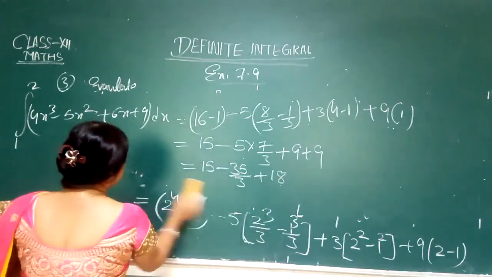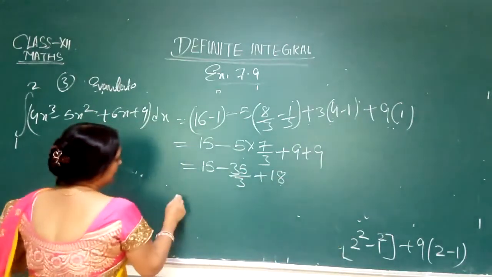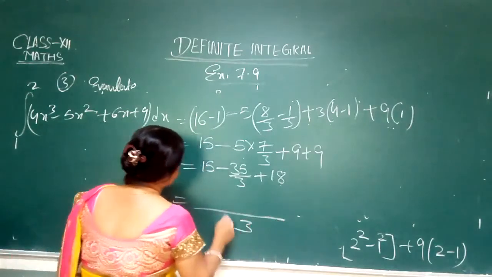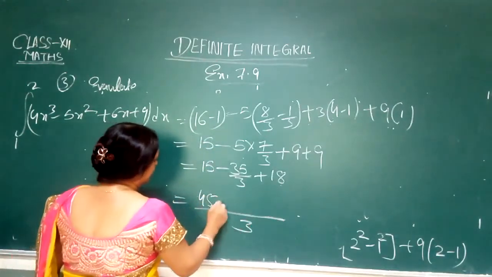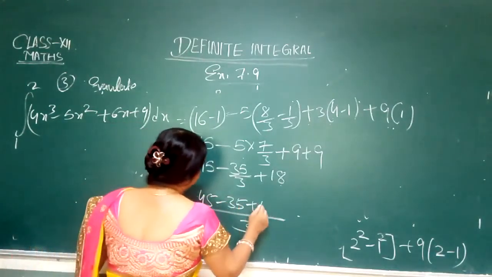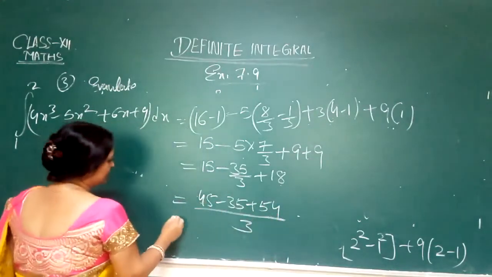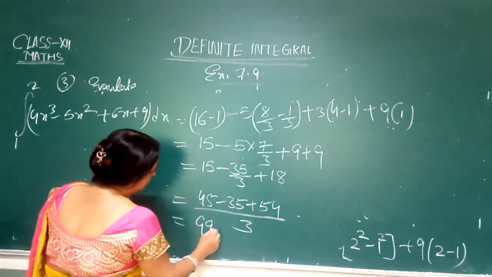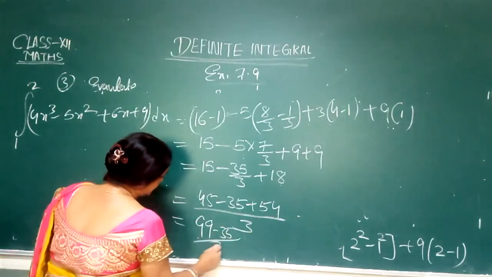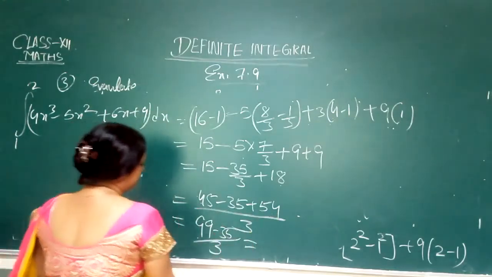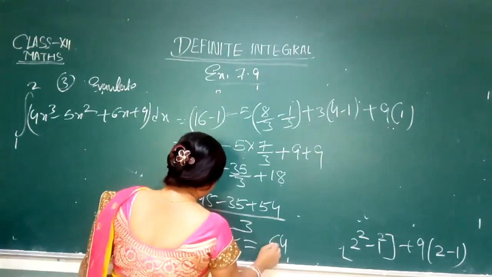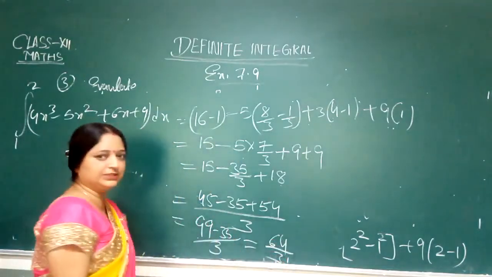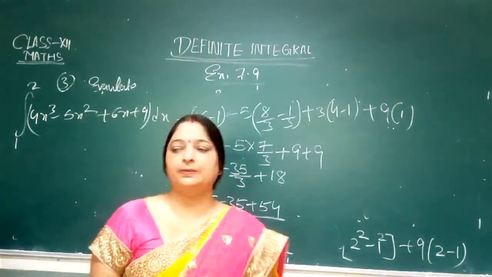Now take the LCM. After taking LCM, it will come in 45 minus 35 plus 54. Add these two terms, so it will come 99 minus 35 upon 3. So after this it will come 64 upon 3. So this is the solution of question number 3.